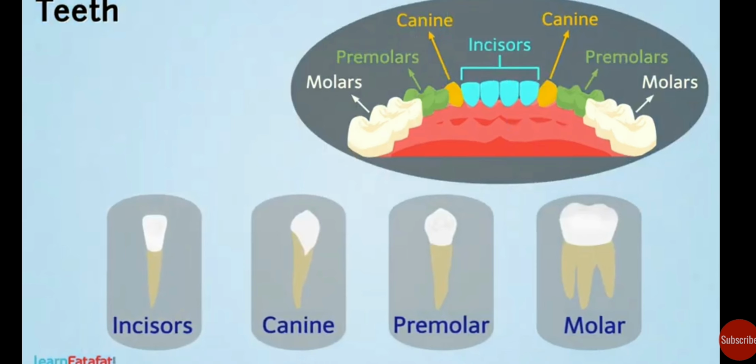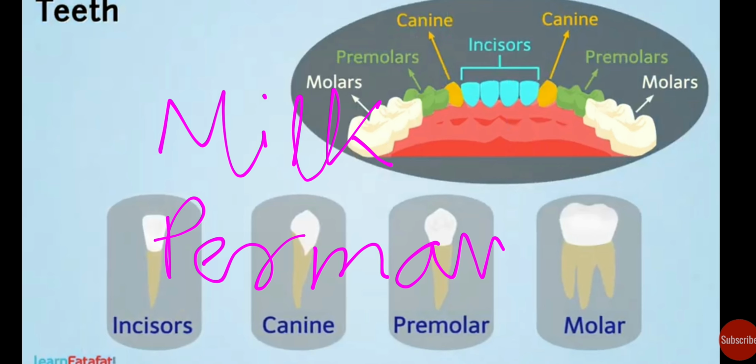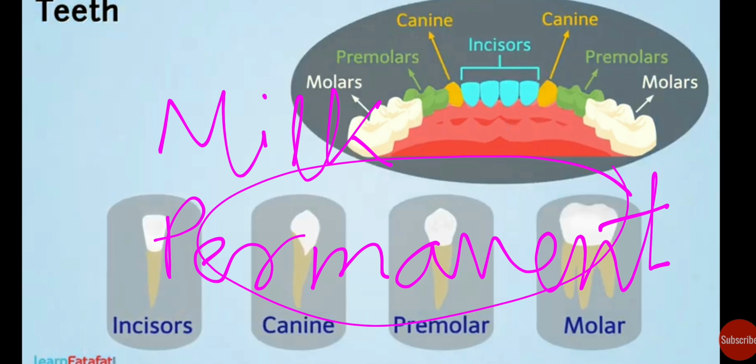Now, in humans, there are two types of teeth, the milk teeth and the permanent teeth. Milk teeth is the teeth which grows first time when we are a small baby. They are temporary teeth, and the permanent teeth are those teeth that grow when the milk teeth falls off. They are the second set of teeth, and the permanent teeth cannot grow back if you lose the teeth.